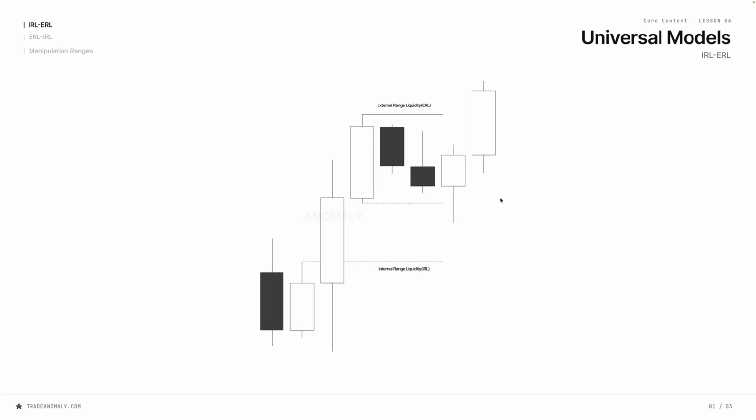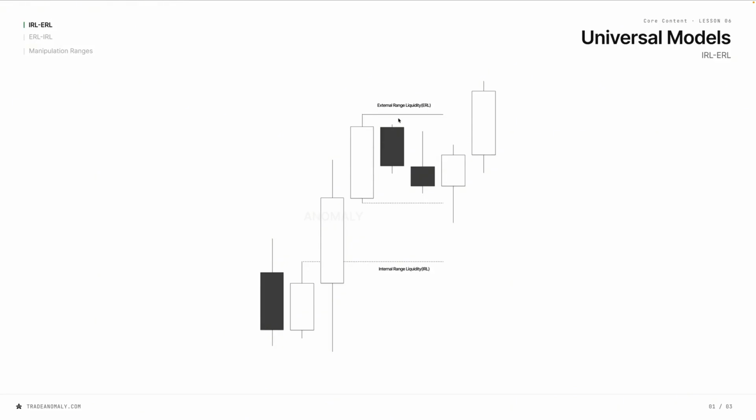Firstly, let's cover internal range to external range, or IRL to ERL. It's really simple. It's really nothing new as far as key levels go. So the key level for IRL to ERL is going to be a fair value gap. Fair value gap and IRL, or internal range liquidity, they're all the same thing, right? When we hit a fair value gap or IRL, we look to the opposing side of the range, the most recent high that caused the retracement into the gap. That is going to be your ERL, or your external range, right?